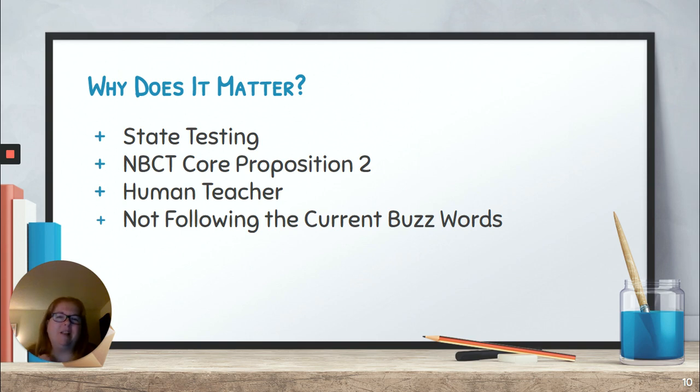And then, not following the current buzzwords. With technology especially, a new program or a new app comes out almost daily, and it says it's going to change your world in the classroom. And too many districts and too many teachers are just antsy to jump on that buzzword and try that new app and just implement it across the board. And I'm not saying don't try technology, because you really should.